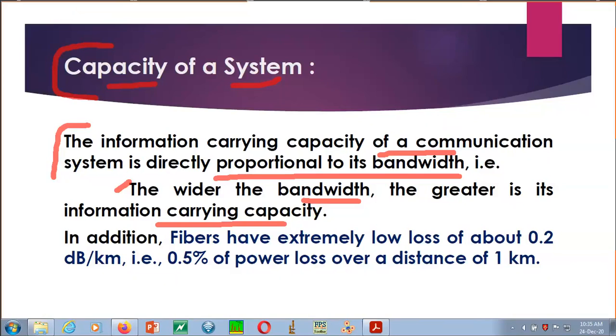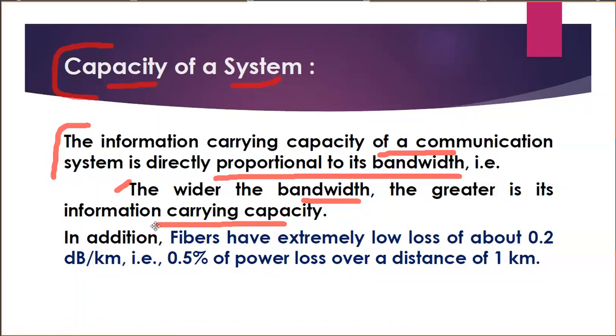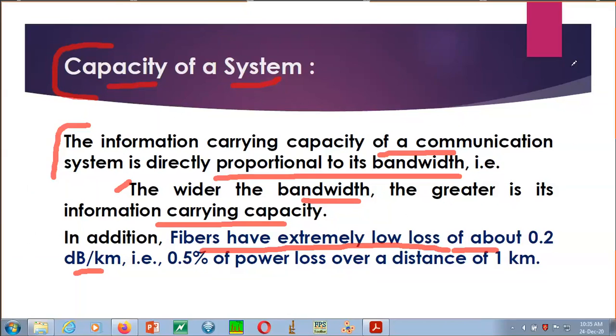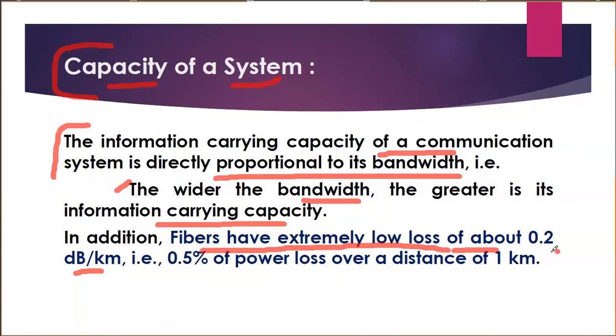Okay. So this is the message behind the capacity part of the system I discussed with you. Now come to the main thing, fibers. These fibers have extremely low loss. Let me move it to the other side. So you see carefully this particular fiber. They have very low loss, 0.2 dB per kilometer.